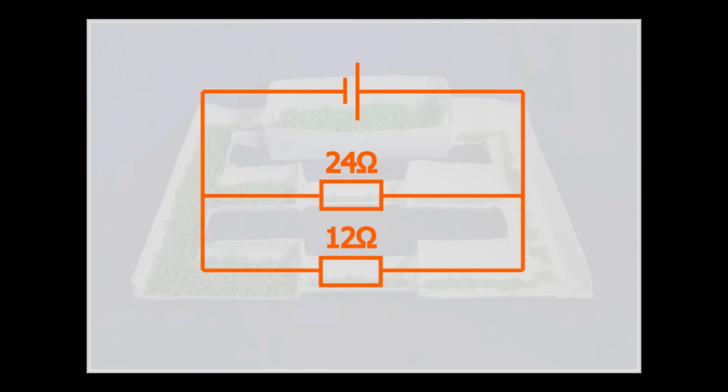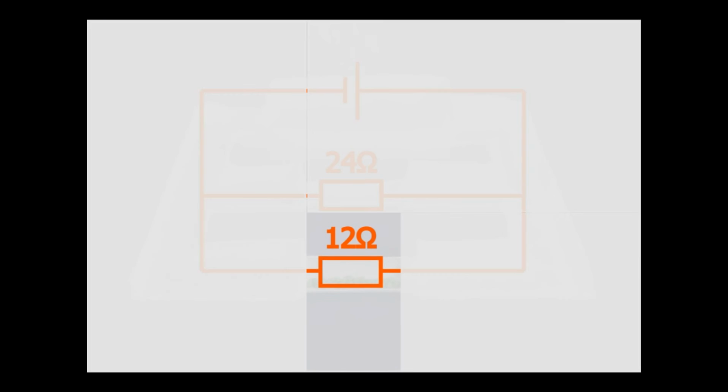The answer that we got for this problem, 8 ohms, is slightly smaller than 12 ohms, the smallest resistor in the network. That's how we would expect it to be. There's more paths, so more current will flow. We'd expect a lower resistance.